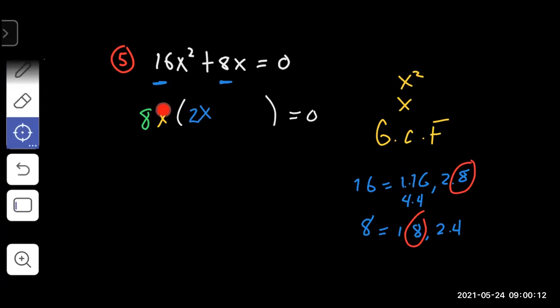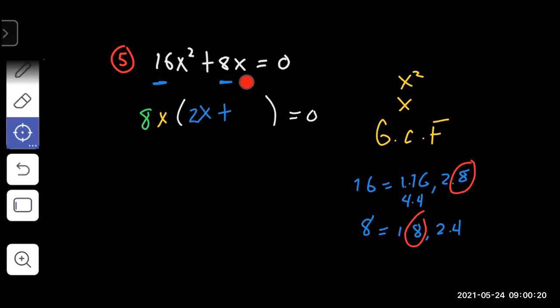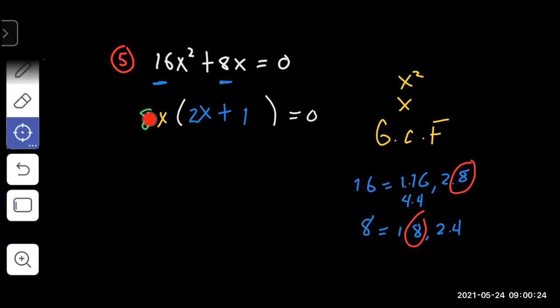2x, okay, because x times another x, I get this x squared. It's positive, okay, let's put positive. 8 times, can I get 8? 1. Okay, it's missing just a 1, right? Because 8x times 1 is this 8. It's like using the distributive property backwards.